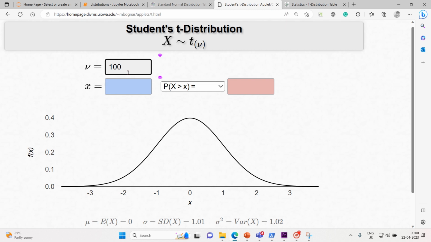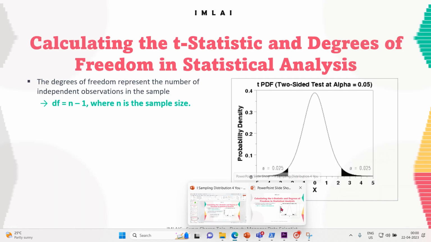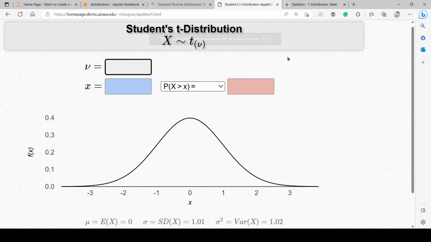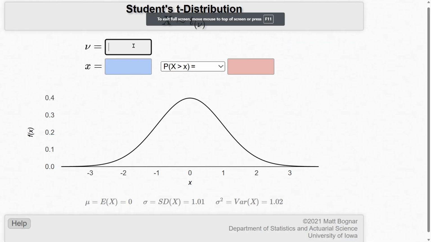So now it's closer. See, at the end of the day, degrees of freedom is nothing but n minus 1, correct? Correct? It's n minus 1. So degrees of freedom is just n minus 1. Now n minus 1 is nothing but the sample size minus 1.